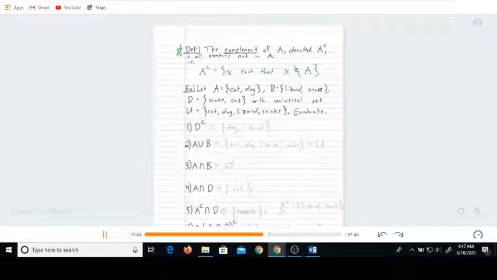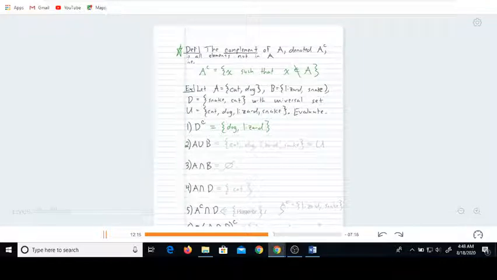Starting with number 1, D complement is going to be all elements that are not inside of D. D contains snake and cat, so it's going to be everything that's not inside that set, which would be dog and lizard. That's why we need the universal set. Basically, the complement is everything in the universal set not contained inside the aforementioned set. So D complement is every element that's not in set D.